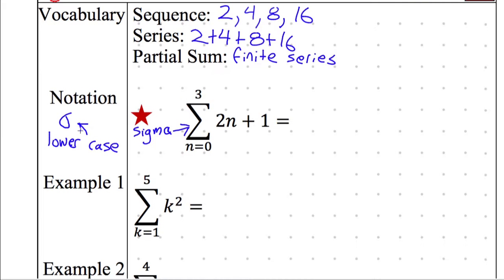Lowercase sigma is kind of like a capital T with an attachment, like a J where you keep on going around. You can see a lowercase sigma up there. We won't be using lowercase sigma. We'll be using capital sigmas.